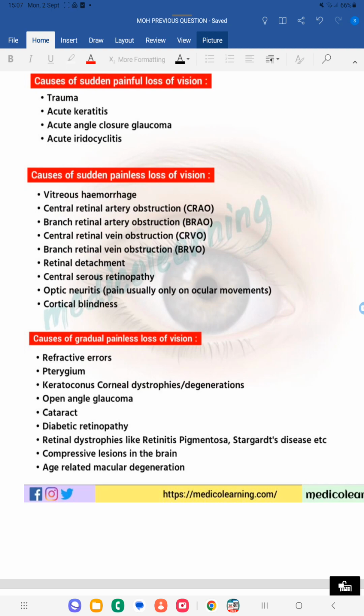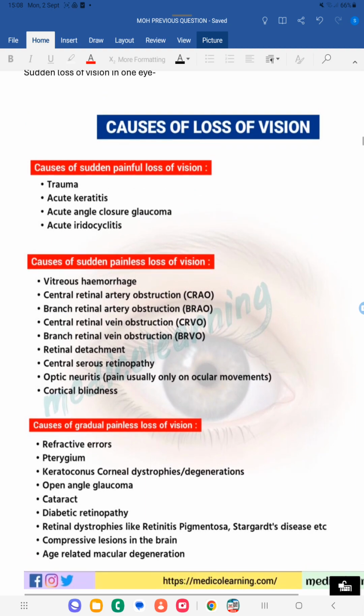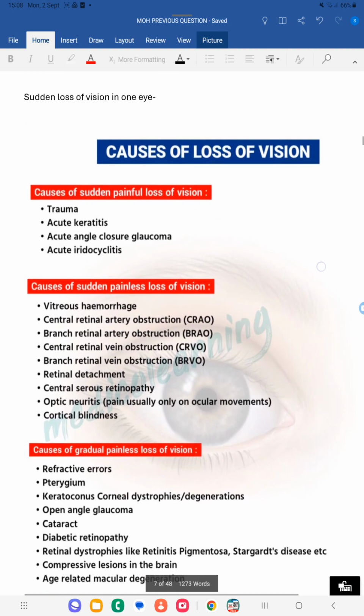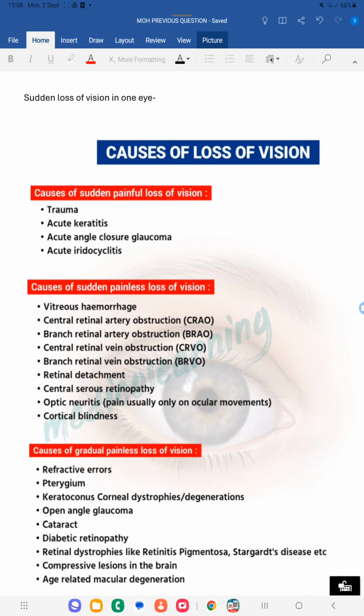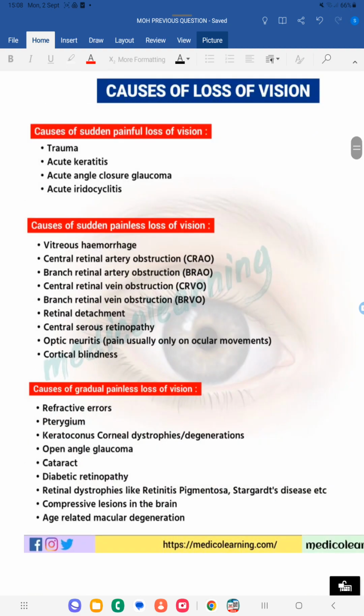Then gradual painless loss of vision. The reasons for that are refractive error, pterygium, keratoconus, corneal dystrophy, open angle glaucoma, cataract, diabetic retinopathy, retinal dystrophy like retinitis pigmentosa and Stargardt disease, compressive lesions in the brain, and age-related macular degeneration. These are the reasons for loss of vision. So study this chart, then see the question and answer it accordingly. The next question discussion we'll see in the next part.